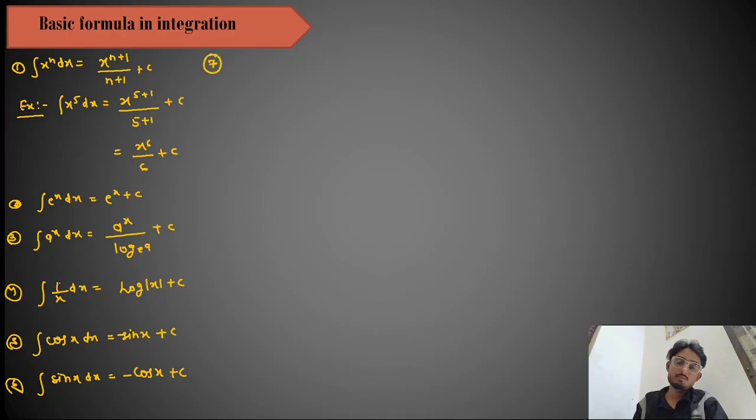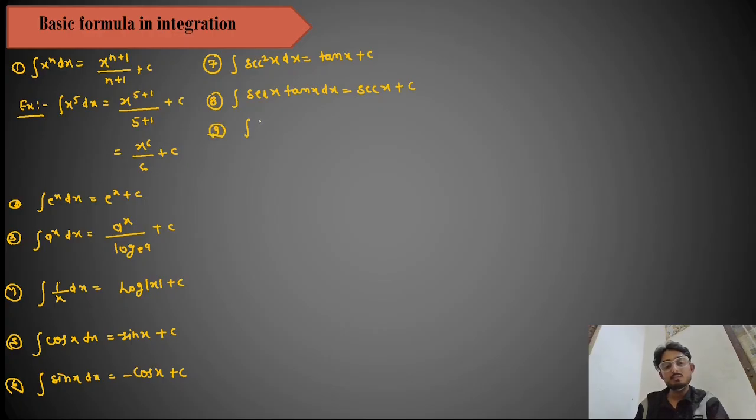Seventh, integral of sec square x dx equal to tan x plus c. Eighth one, integral of sec x tan x dx equal to sec x plus c. Ninth one, integral of cosec square x dx is equal to minus cot x plus c.